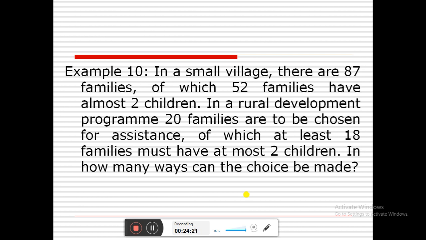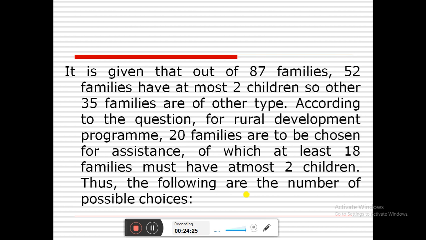In how many ways can the choice be made? Fine. It is given that there are 87 families in total and 52 families have at most 2 children, so that 35 families are of the other type.